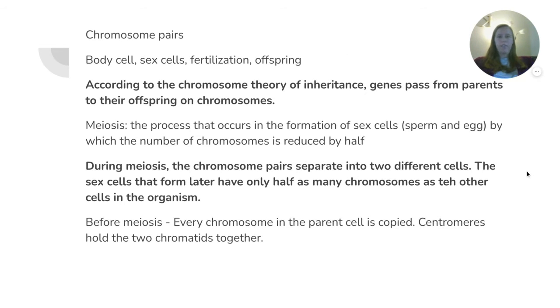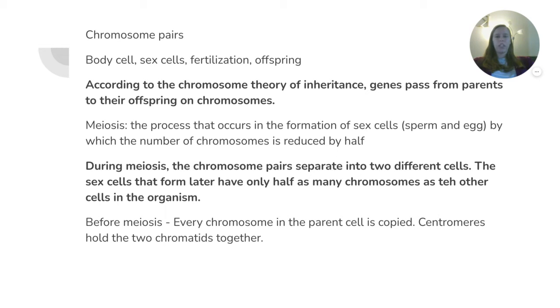And on to Lesson 4. So chromosomes are paired. So start body cell, then sex cells, fertilization, then offspring. According to the chromosome theory of inheritance, genes pass from parents to their offspring on chromosomes.